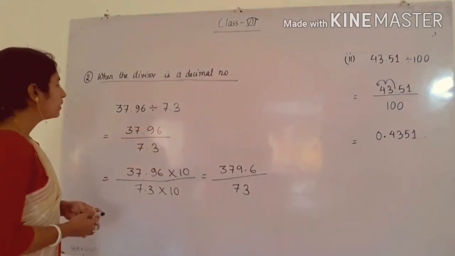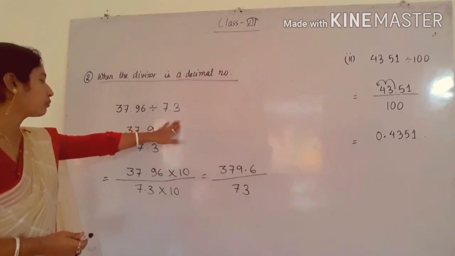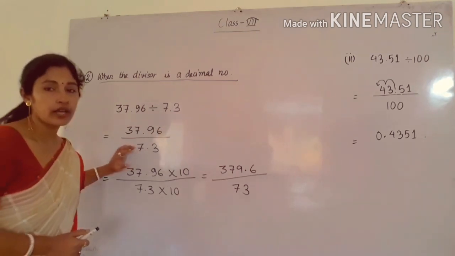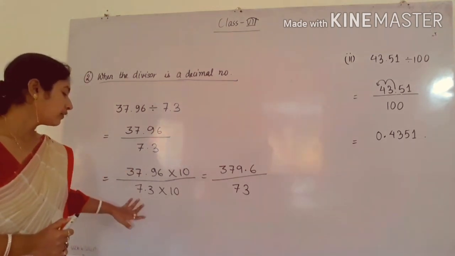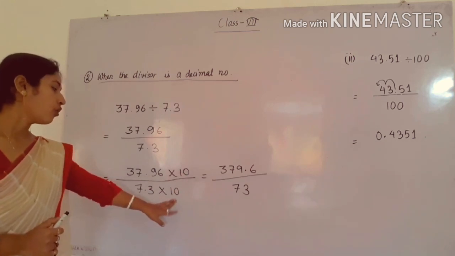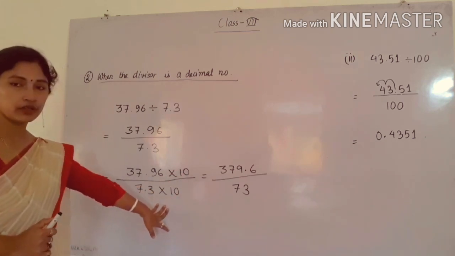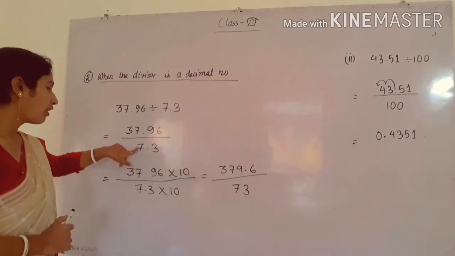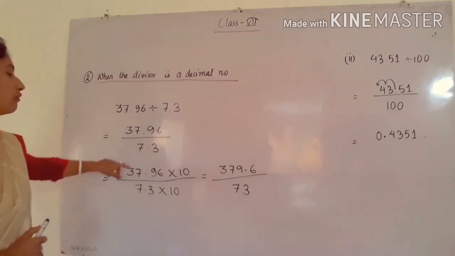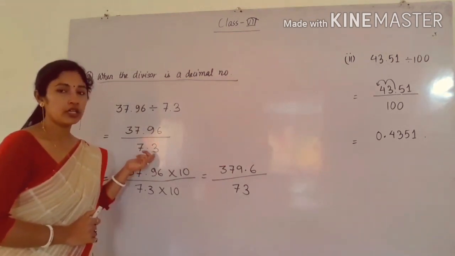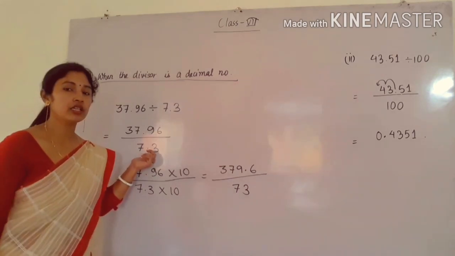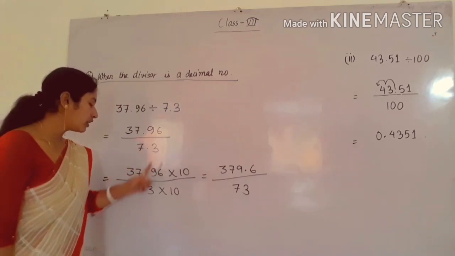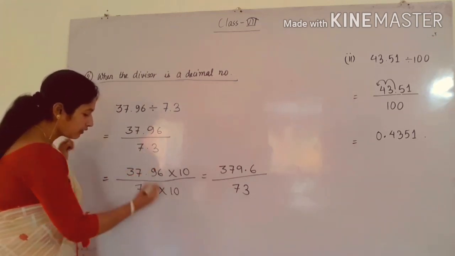So next is when the divisor is a decimal number. This is the example, 37.96 divided by 7.3. Here our denominator is a decimal number. Now what I am doing, see, I am multiplying numerator and denominator by 10. Why? Because here the denominator is 7.3, but as we have done in multiplication, we can change a decimal number into a whole number by multiplying it by 10 or 100 or 1000, etc. So if I multiply 7.3 by 10, then I will get what?